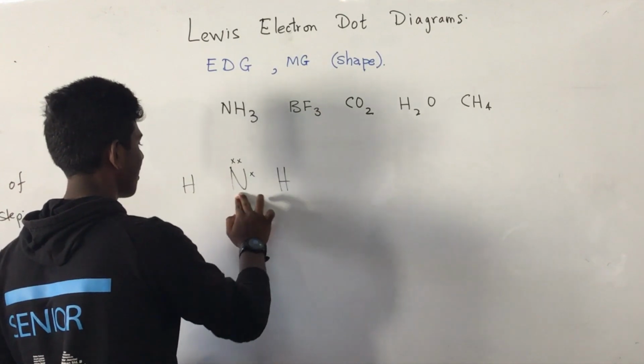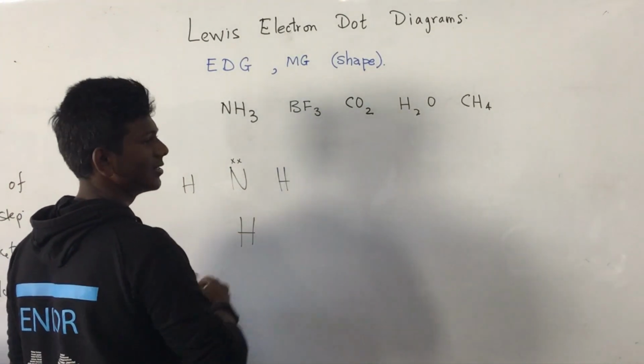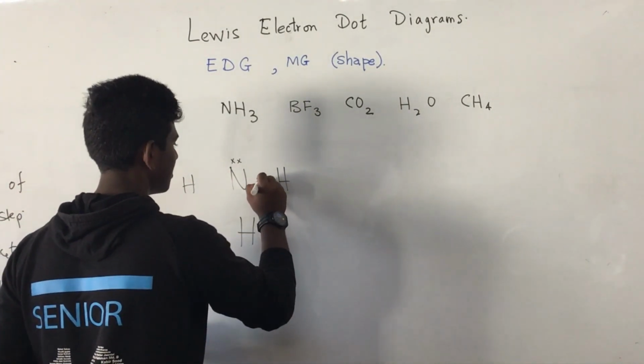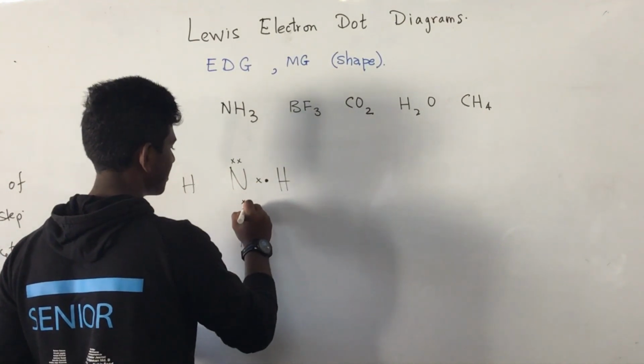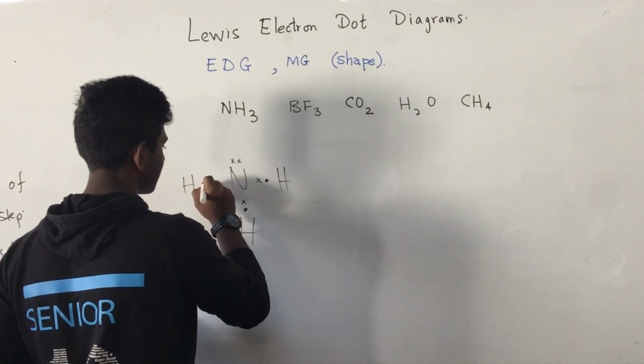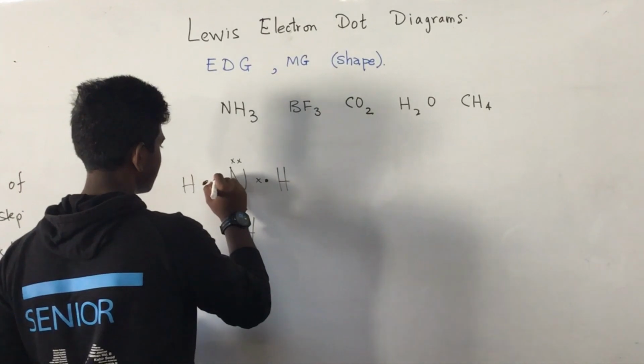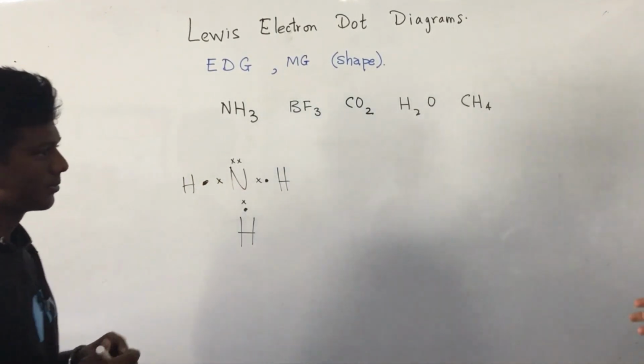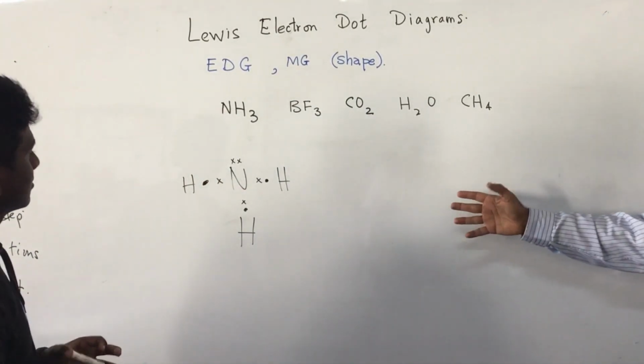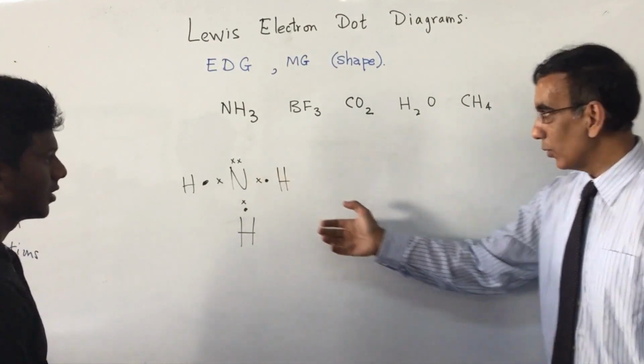No, but there's nothing wrong with that. Nitrogen is more electronegative, so the electron will be closer to nitrogen. He's trying to differentiate the electrons that come from each atom. Right, so now nitrogen has its full octet and hydrogen has 2.